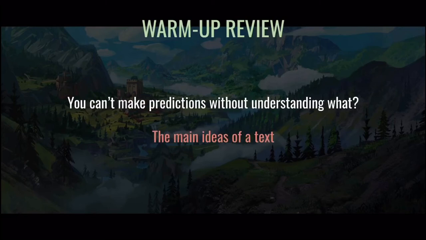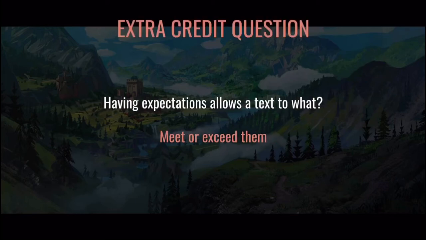You can't make predictions if you don't understand the main ideas of a text. And if you don't know what I mean by main ideas, make sure you check your, I think it's your 9.1 notes sheet. But it's basically who are the characters, where are they, what happened to them last chapter, what are they trying to do, why are they trying to do it, etc. Having expectations allows a text to meet or exceed those expectations, which only makes you more interested in the book.